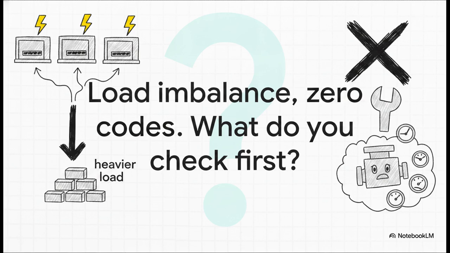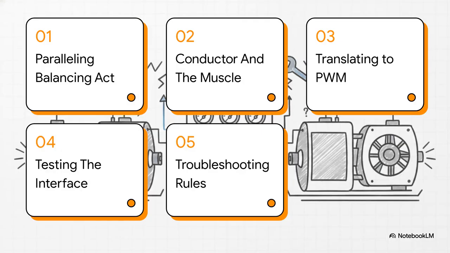You know, a lot of times technicians want to start ripping into the engine's hardware, right? Checking the fuel rack, maybe swapping out sensors. But as you'll see today, when there are no fault codes present, blaming the engine's hardware is usually a very, very expensive mistake. So here is our roadmap for this explainer. We'll start with the paralleling balancing act, then look at the conductor and the muscle, how we translate current to PWM, testing the governor interface, and finally, wrap up with some real-world troubleshooting rules.